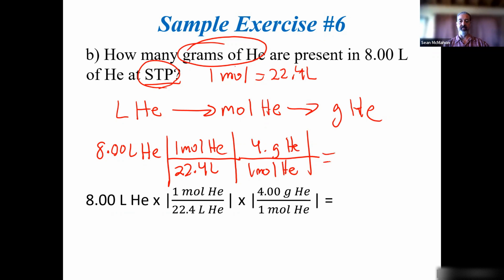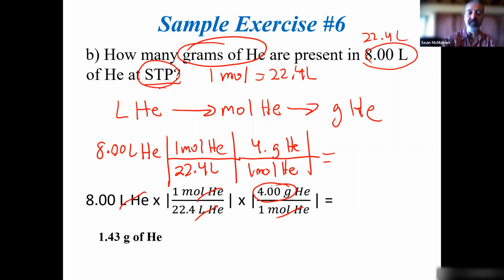Molar mass. So we see that liters cancel, moles cancel, and I get 1.43 grams of helium, which makes sense because 1 mole would be 22.4 liters. So 8 liters versus 22.4 is about a third of it. A third roughly of 4 grams is 1.43. Yep.